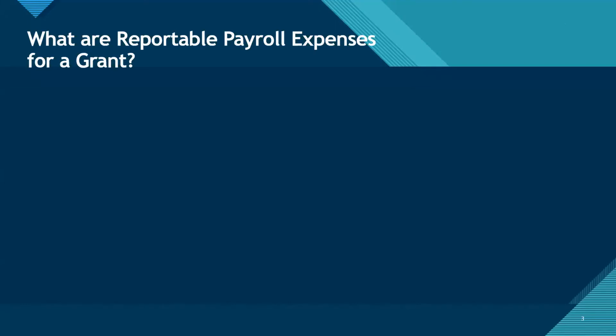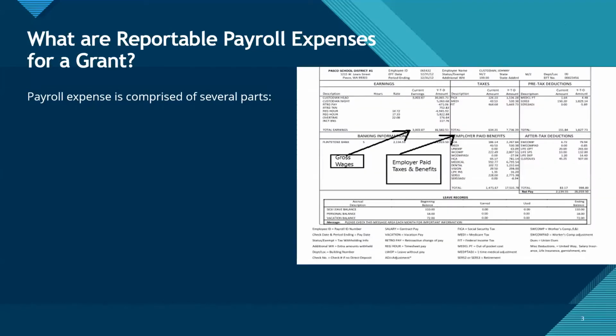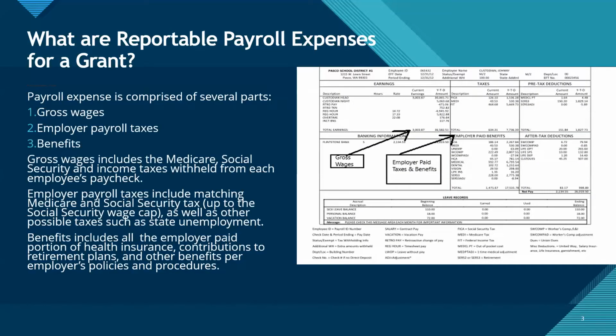So what are the reportable payroll expenses for a grant, you ask? Payroll expense is comprised of several parts. Gross wages, employer payroll taxes, and benefits make up the three. Gross wages includes Medicare, Social Security, and income taxes withheld from each employee's paycheck. Employer payroll taxes include matching Medicare and Social Security tax up to the Social Security wage cap, as well as other possible taxes, such as state unemployment. Benefits include all the employer-paid portion of health insurance, contributions to retirement plans, and other benefits per the employer's policies and procedures.